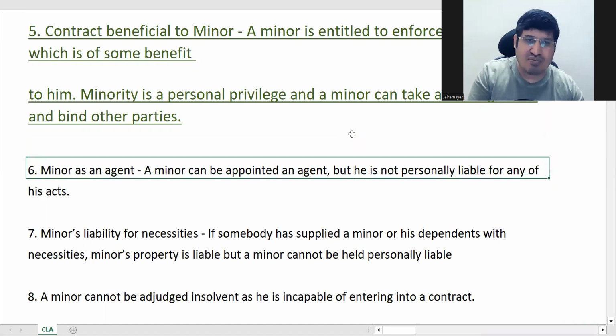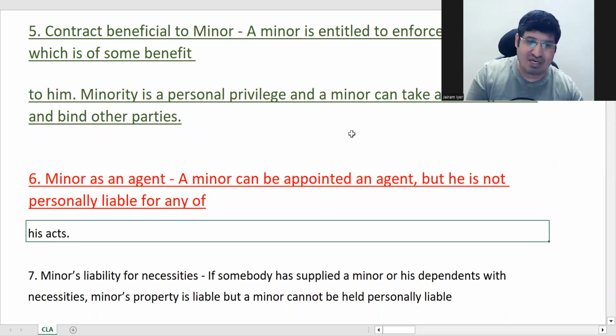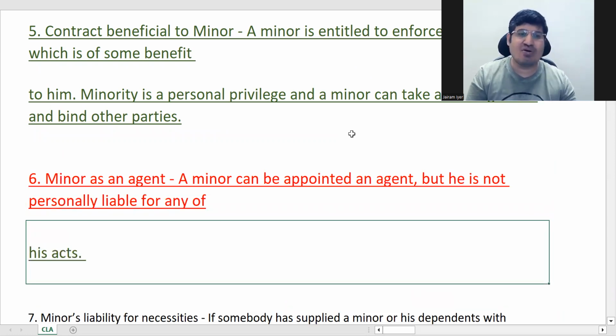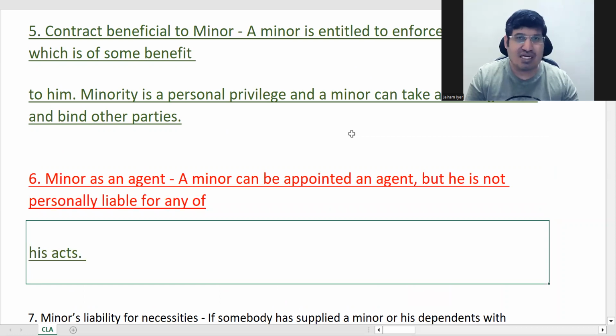Now, a minor can be appointed as an agent. But tomorrow you cannot go back to him if he doesn't pay you. If he pleads his minority, then you will have no restitution. You cannot get back anything. But there is nothing saying a minor cannot be an agent. He can be an agent, but it's your risk.